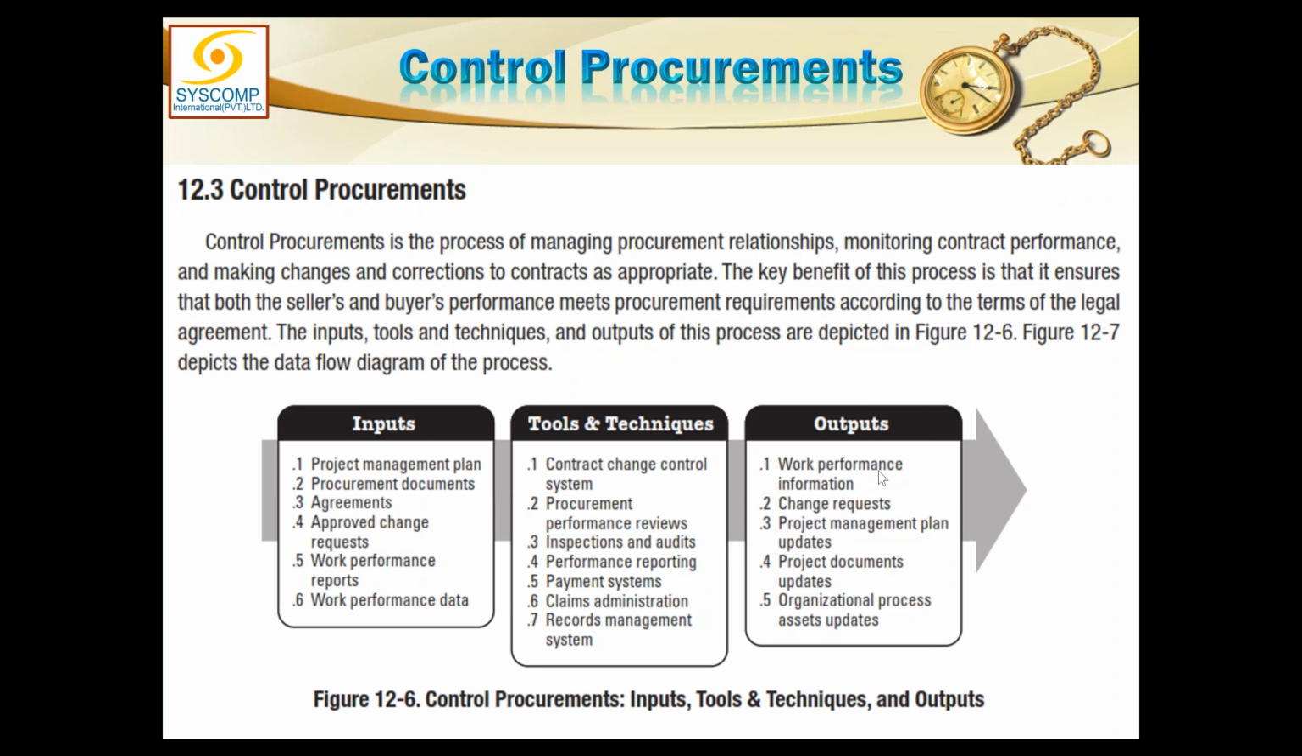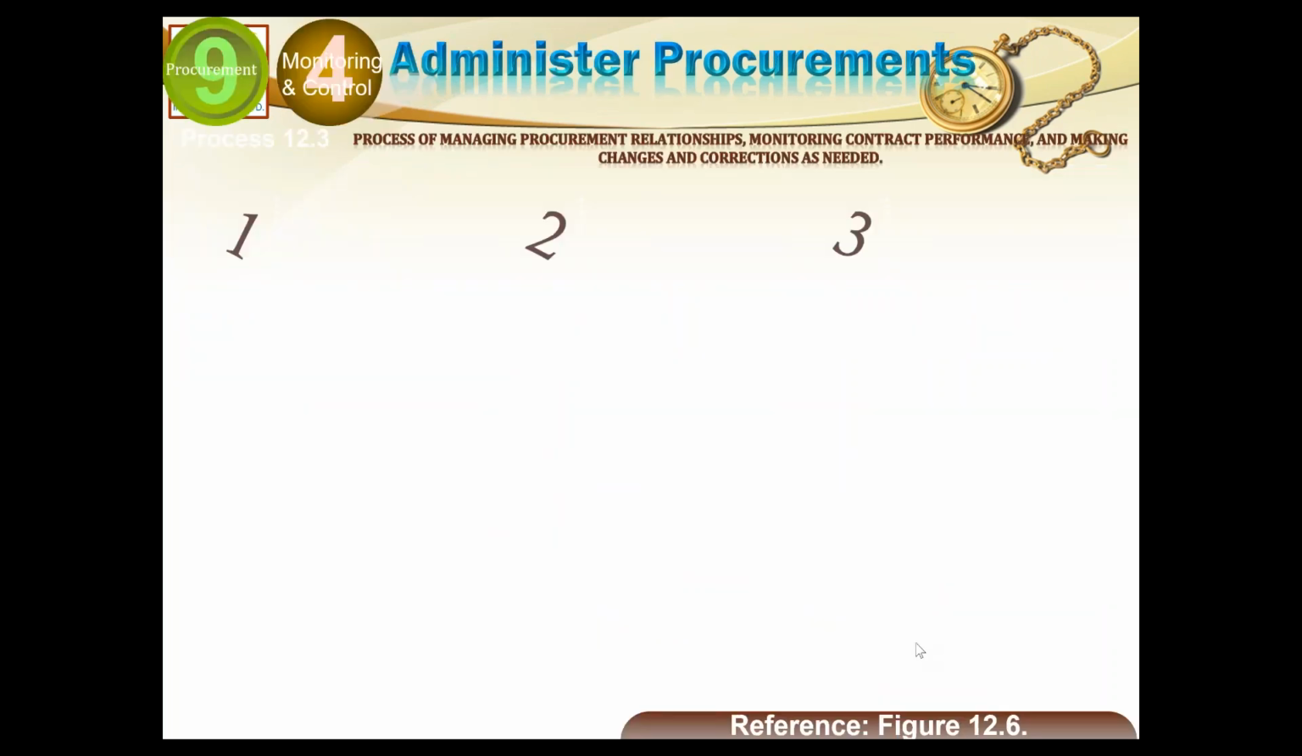So you see, the work performance data is received here. It produces work performance information. This information goes to monitor and control project work, which converts it into a performance report, and a copy of the report comes back as an input to this process. Any change request can be raised from here, and the project plan, documents, and organization process assets are updated.